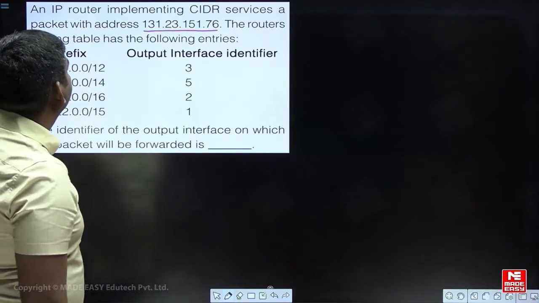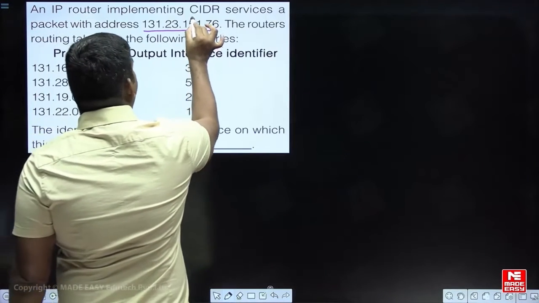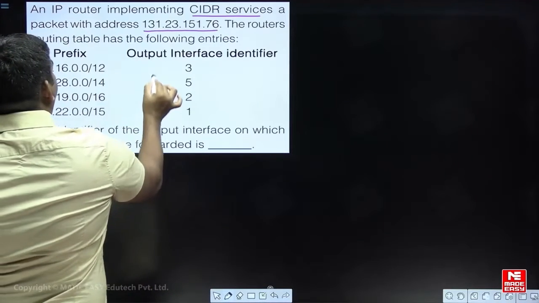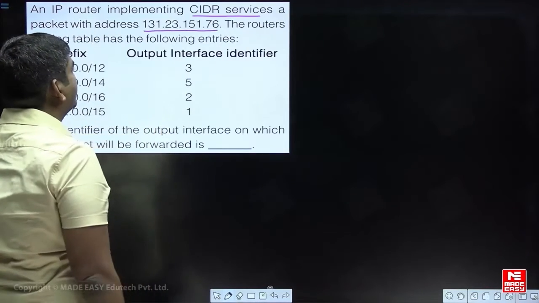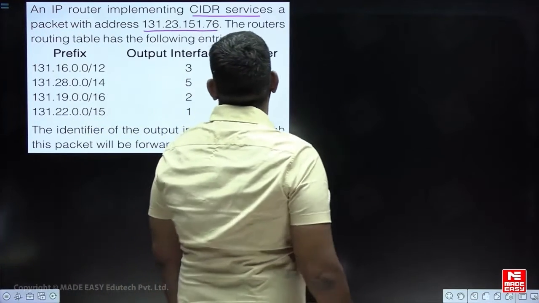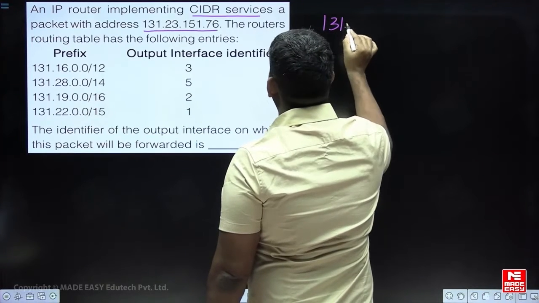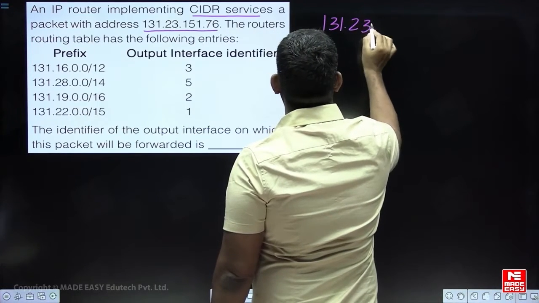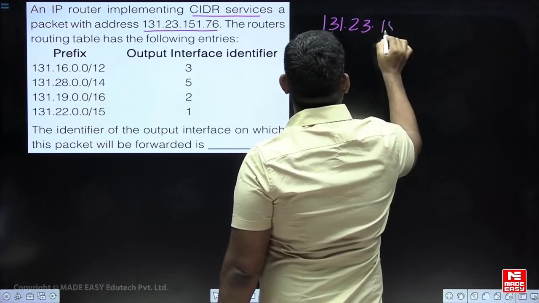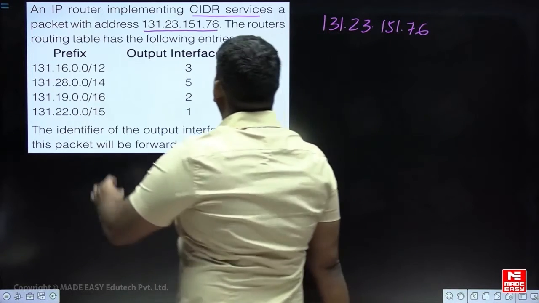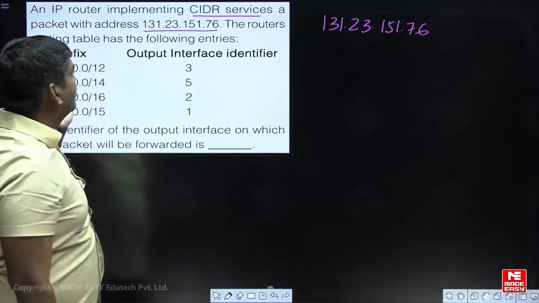Say an IP router implementing CIDR, classless addressing. The router's routing table has the following entries. Basically, we have just given an idea. The IP address is 131.23.151.76. This is the IP address given in the problem.